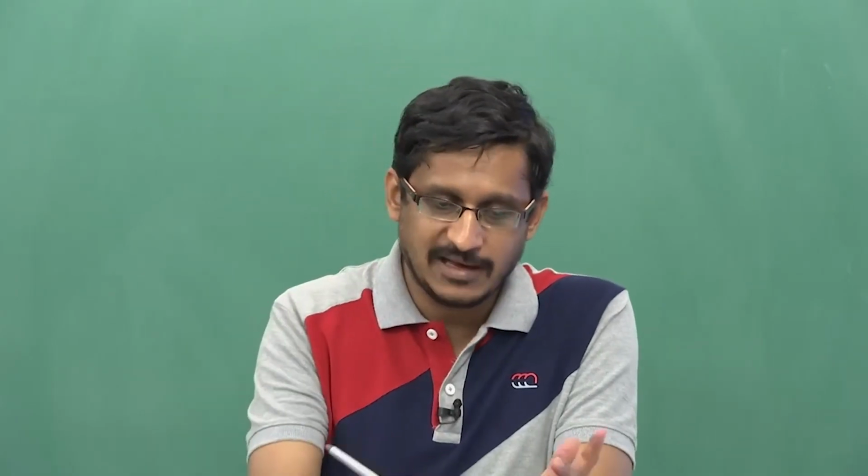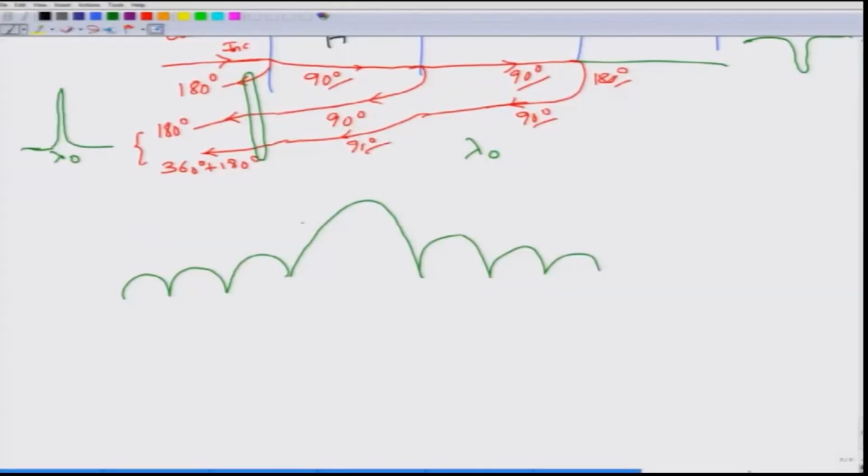Okay. If you play around with the refractive index profile, then you can actually obtain a slightly better profile. Okay. You can reduce all these side lobes at the expense of increasing the main lobe width. Okay. This process is called apodizing, and such a grating is called an apodized grating. Okay. So, this is how a fiber Bragg grating works.